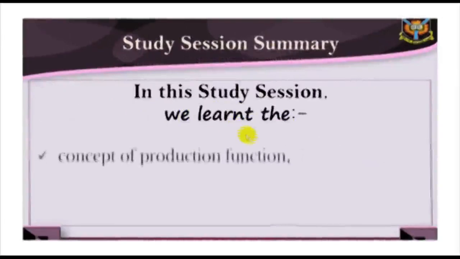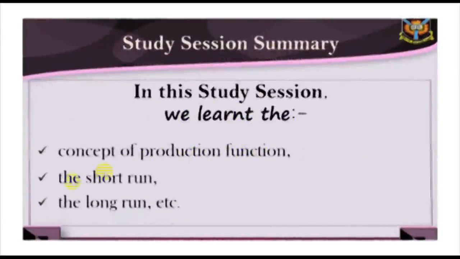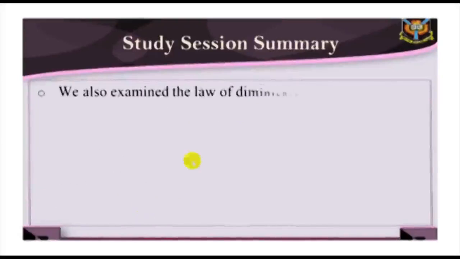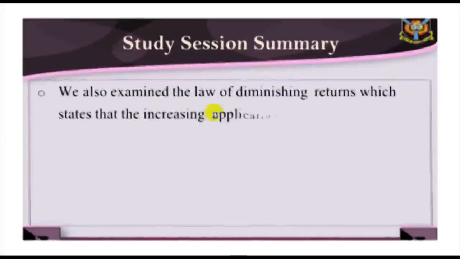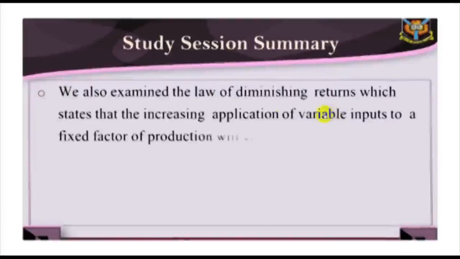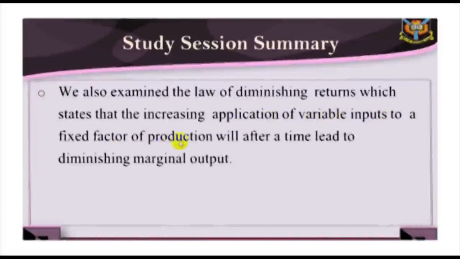Summary. In this study session, you learn that production function only expresses relationship between quantities of input and output. In production function, the short run features fixed and variable inputs, while in the long run, all factors of production are variable. You also examine the law of diminishing returns, which states that increasing quantities of a variable factor to a fixed factor of production will after a time lead to diminishing marginal output.